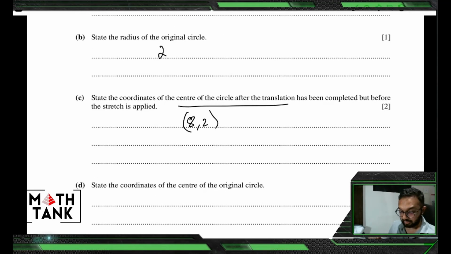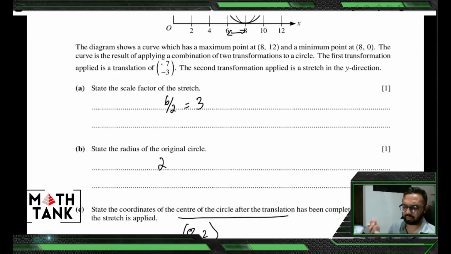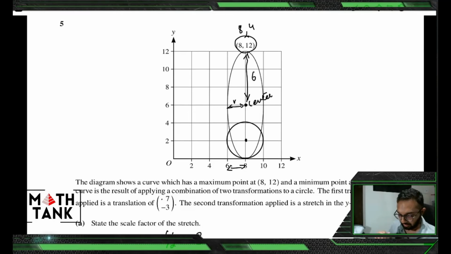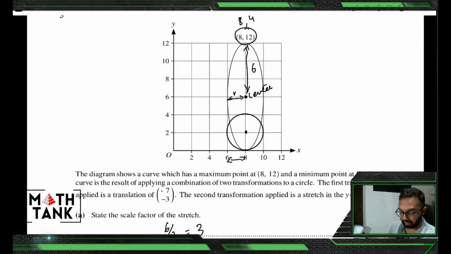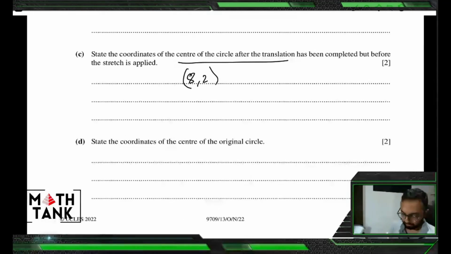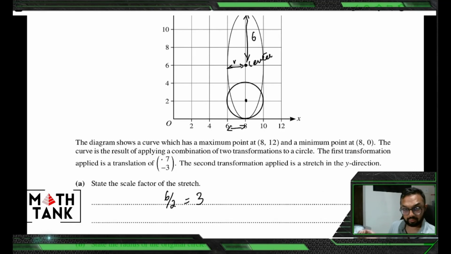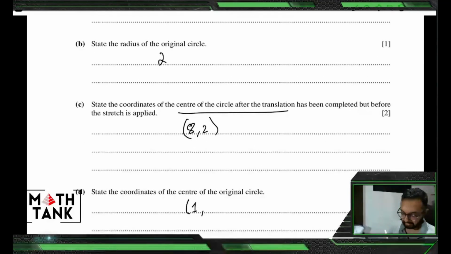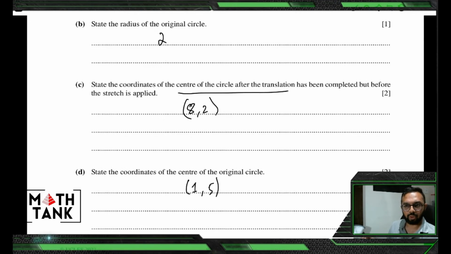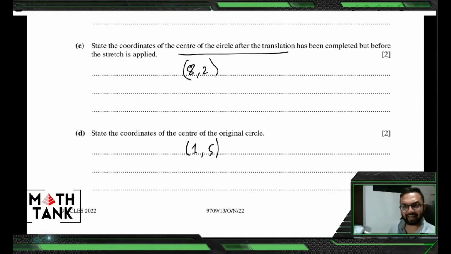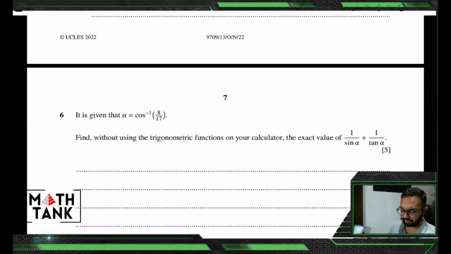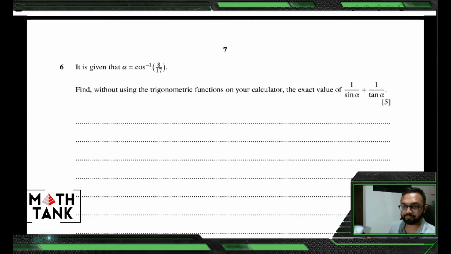Now state the coordinates of the center of the original circle. So what I simply do is take the translation and reverse it. I have to move 7 in the positive direction, so I'm going to move 7 in the negative direction. 8 minus 7 is 1, and I have to go down by 3 units, so instead I'm going to go up by 3 units. 2 plus 3 is 5. So, a more analytical question in terms of transformations. I've never seen a question like that before.